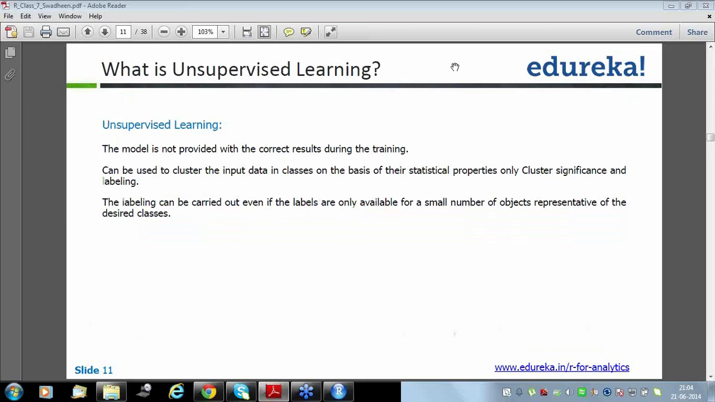Unsupervised: this model is not provided with the correct result during training. As I told you, if we do not know about the target, we do not have any knowledge of the data, and sometimes we even do not have any objective, then we use this unsupervised learning method. It can be used to cluster the input data into classes on the basis of their statistical properties. Only cluster significance and labeling. The labeling can be carried out even if the labels are only available for a small number of objects representative of the desired class. We'll discuss that.